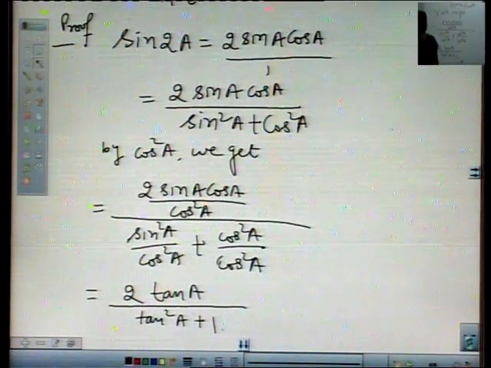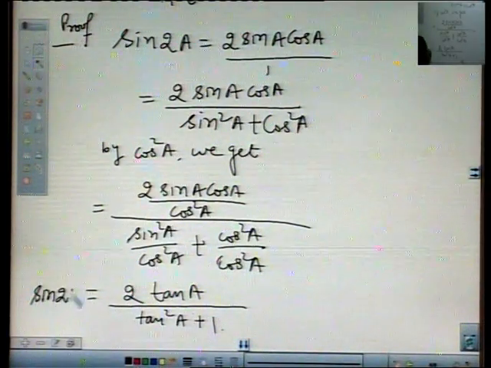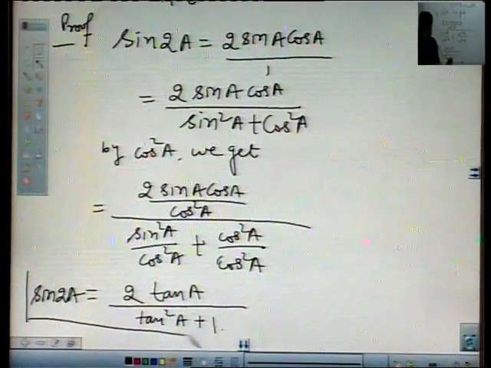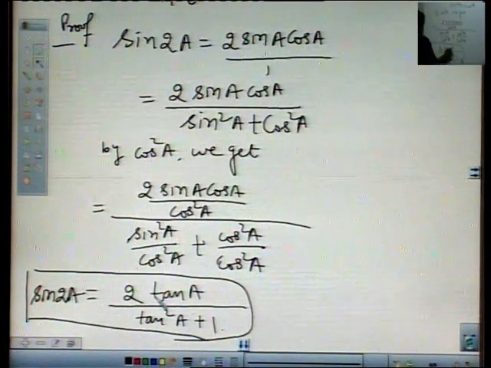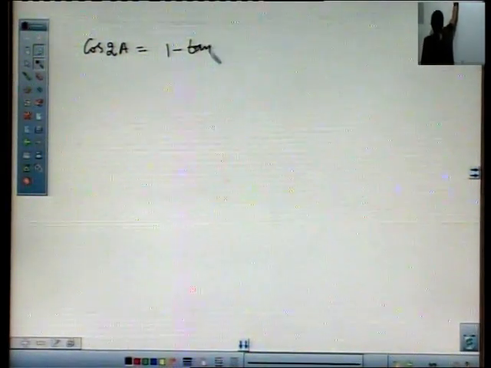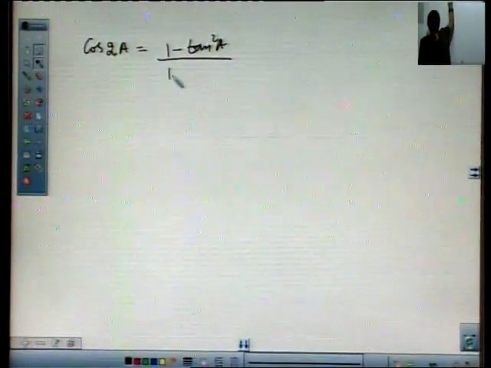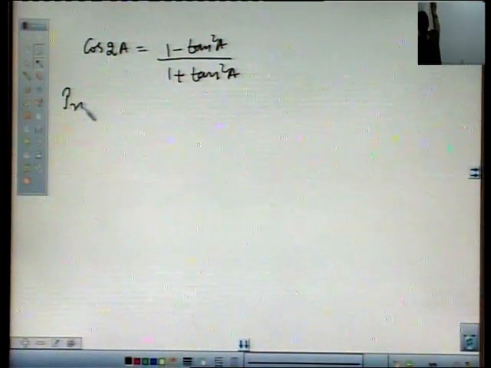So we have proved sin 2a is equal to 2 tan a upon 1 plus tan square a. Now next, cos 2a in terms of tan square a: 1 minus tan square a over 1 plus tan square a. We have to prove this. Now prove.